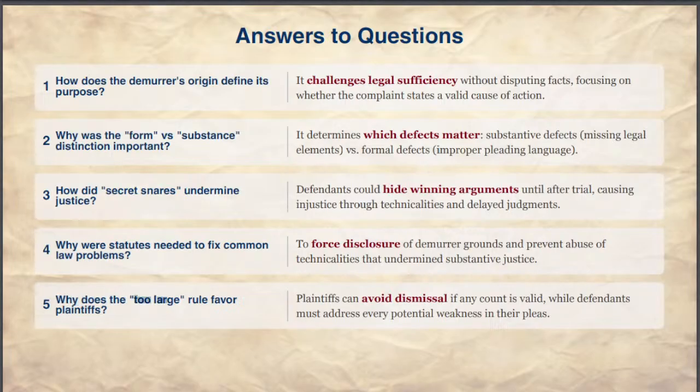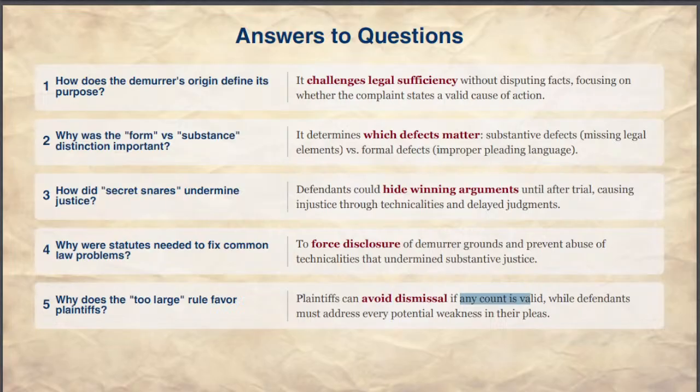Why does the too large rule favor plaintiffs? Because plaintiffs can avoid dismissal if any count is valid, while defendants must address every potential weakness in their plea. So the defendants have never too large, whereas the plaintiffs can avoid dismissal if any count is valid.